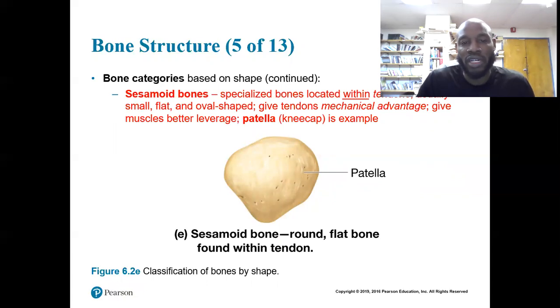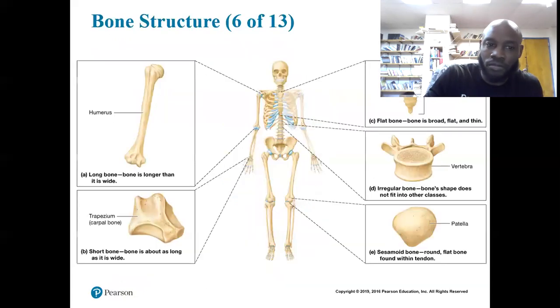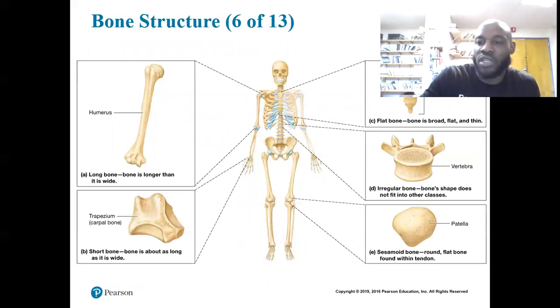We also have sesamoid, I'm going to say that wrong, sesamoid bones, specialized bones located within tendons, usually small, flat, oval shaped, right? An example of this is your patella, which is your kneecap, right? And these are just your different bones, where they're located in your body.